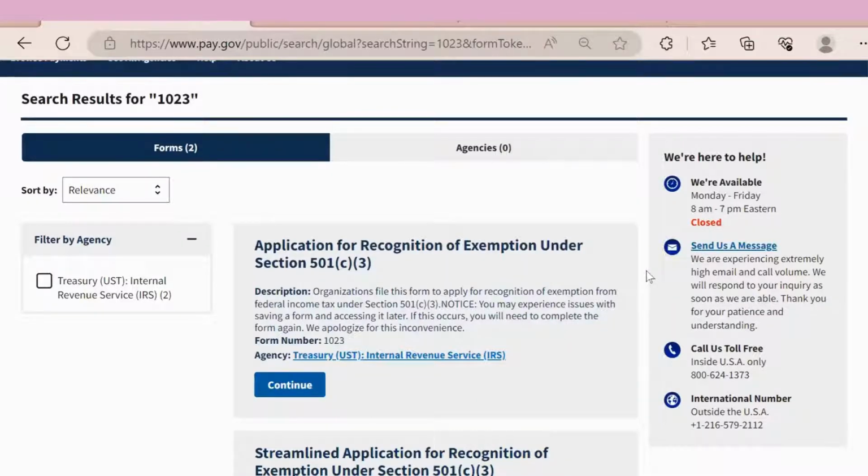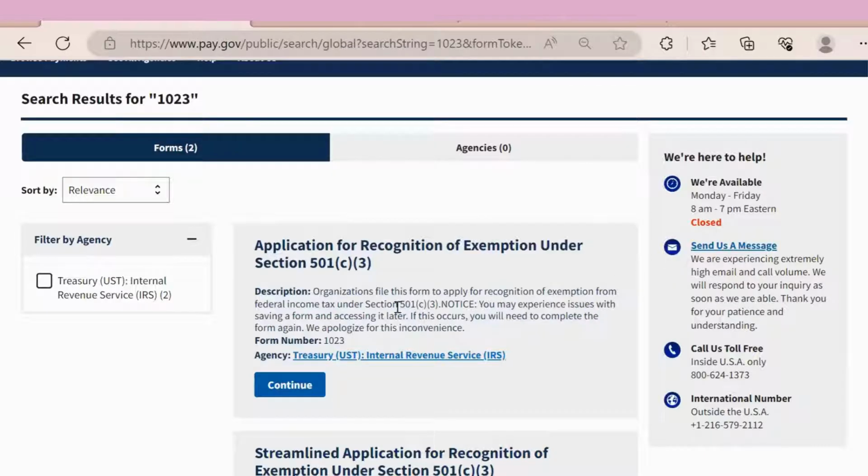Again, once you get to the pay.gov page, you will have to register. You'll have to sign up for an account. They'll send you a code, make sure that it's you, and then come back to this page, put in 1023, and then continue with the application process.